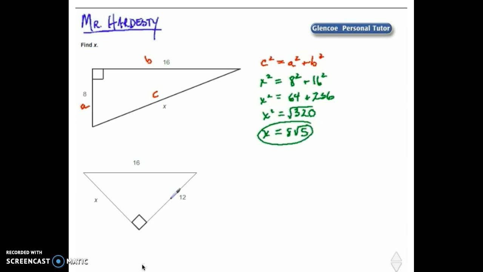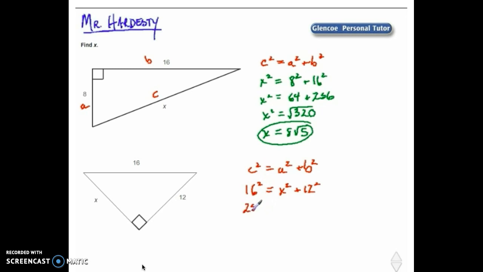In our second right triangle, x is one of the legs. We're still using the Pythagorean theorem, which works for any right triangle. X is now a leg, so we'll represent that as A. We'll make B the other leg, 12, and then our hypotenuse is the longest side, or C, and in this case, it's 16.